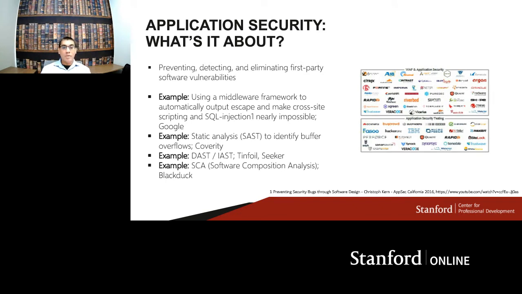Yet another example is software composition analysis, where you might have to use a lot of third-party libraries in your code to get all kinds of functions done that you don't want to build yourself. And those libraries could have vulnerabilities. So what software composition analysis does is it figures out what all the different third-party open source packages are that you're using, and what the vulnerabilities in those open source packages are, so that you could make sure you keep your libraries up to date. Black Duck is an example. Black Duck was also acquired by Synopsys. So this is what application security is about.